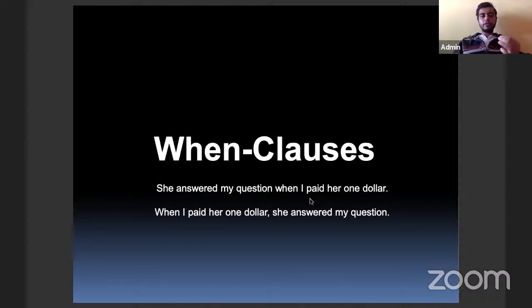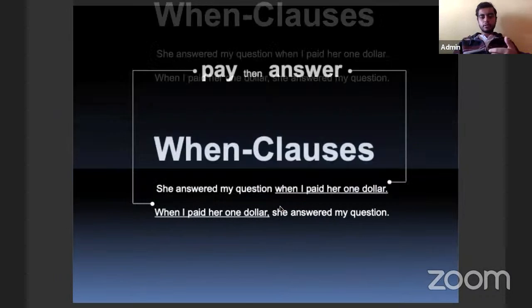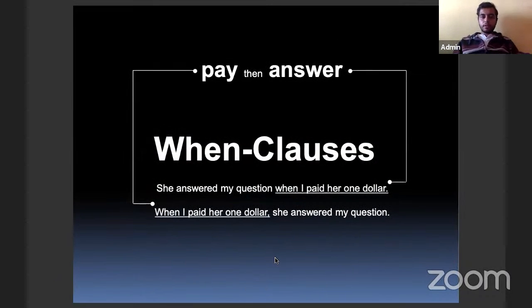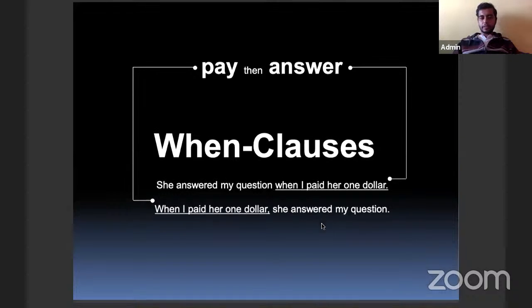And it does not matter whether you put the when clause at the beginning of the sentence or at the end of the sentence. Like, she answered my question when I paid her $1. When I paid her $1, she answered my question. Very simple, basic thing, very easy. Yes, this is exactly what I was saying. Pay, then answer. And this does not change, even if it is at the end of the sentence or at the beginning of the sentence.